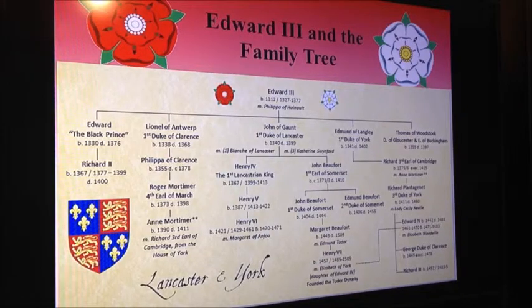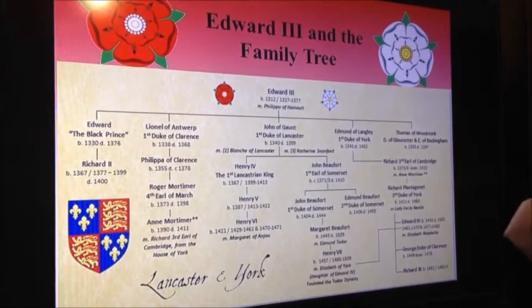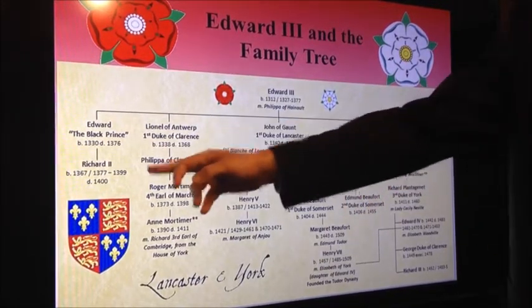So his eldest son was Edward the Black Prince. Edward the Black Prince, named so because from 16 years onwards, for the rest of his life, he was considered a great warrior and a great leader in battle. And the French feared him because he was such a great battle commander. And he had a son, Richard II.